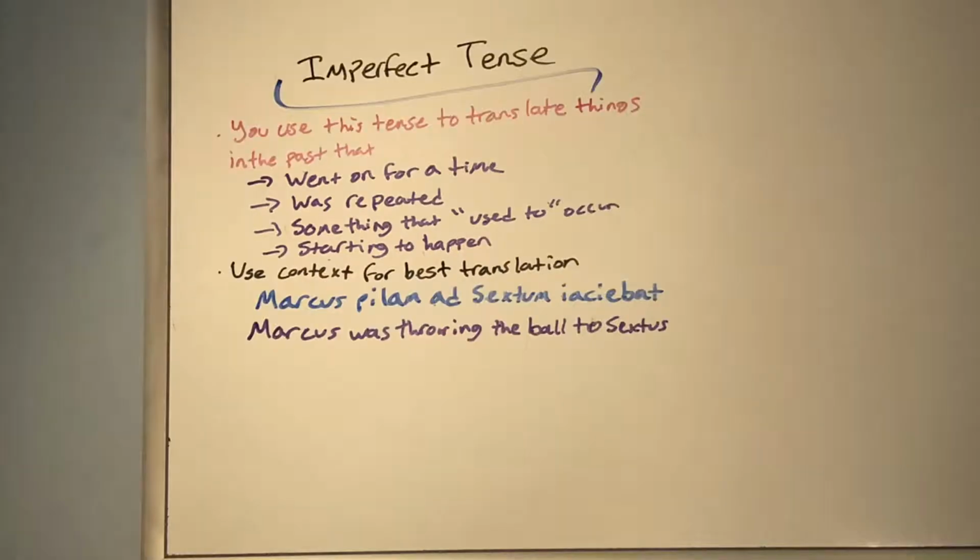So here are two sentences. Marcus Pilam ad sextum jaciebat, my bad. This is Marcus was throwing the ball to Sextus. This is just the sentence I had in present tense, but I made it imperfect. As you will see there, the ending of the verb has changed. It now has the bot ending. And these are some of the favorite ones because they are pretty cool to say in conjugation.